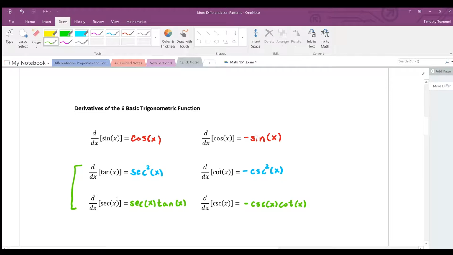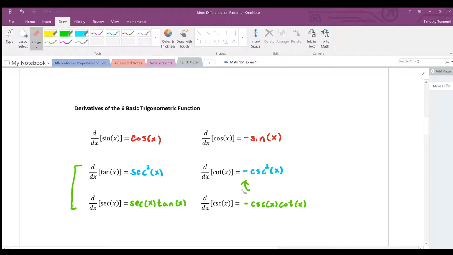look just like the ones for cotangent and cosecant. It's just we're using these co-functions. We have cosecant squared here and cosecant cotangent in the bottom formula. Okay. And other than these co-functions being in here, the other difference is a sign.